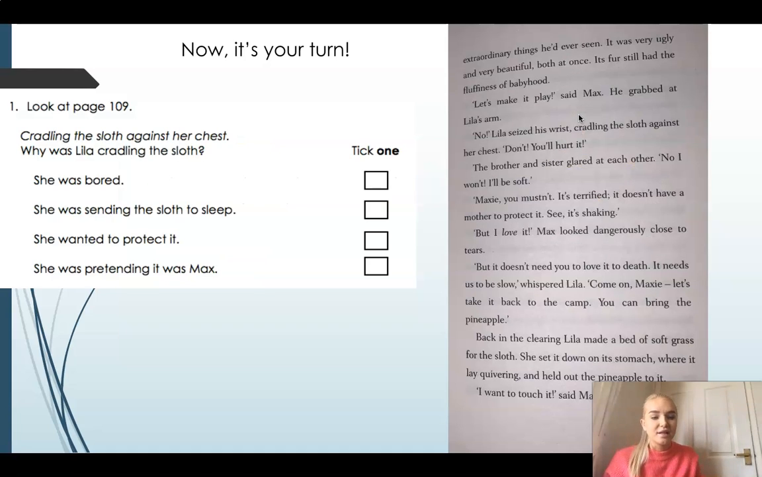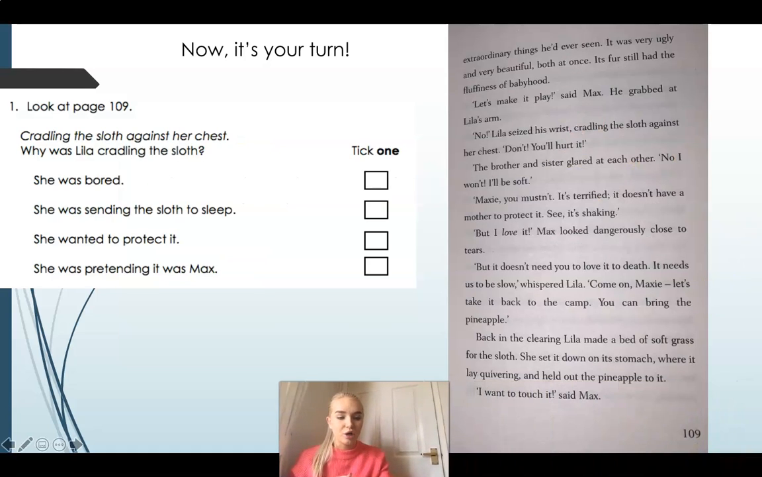Now it's your turn to have a go at looking at page 109, and I've included it in here, and answer the following question, please. Pause the video and have a go. Okay, how did you do? Did you manage to find the key words in the question? And I managed to find them too.